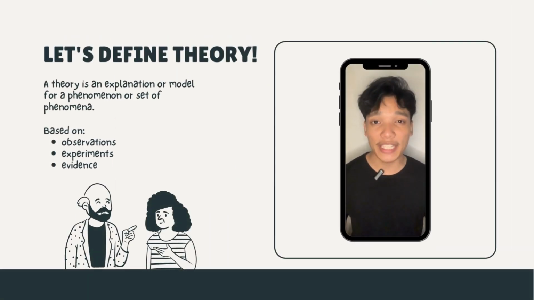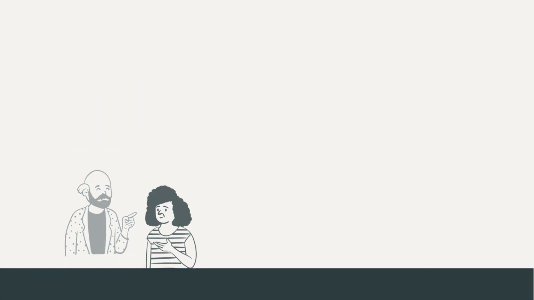Theory is a set of ideas or concepts that attempt to understand a phenomenon or set of phenomena, by doing some observations, experiments, or by evidence. It is a systematic way of understanding what happens around us. And in the field of communication, theory serves as a framework to help us understand how humans communicate with one another and the factors that influence this process.